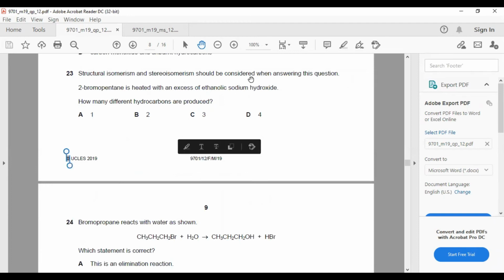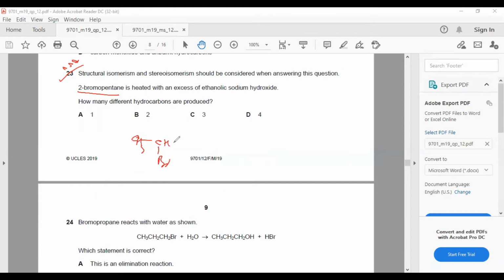Structure plus stereoisomerism should be considered. I think this question was asked many times. How many different hydrocarbons are produced? 2 bromo pentane. Sometimes they give 2 bromo butane, sometimes 2 bromo propane. Oh, sorry, not propane, butane and pentane. I write CH2 and then R. 4, 5. There are two possibilities.